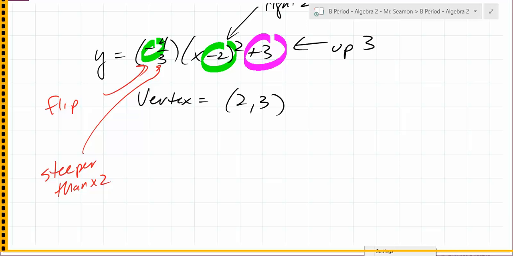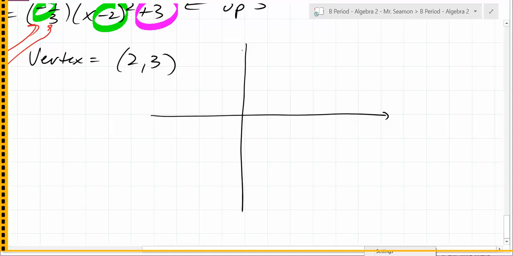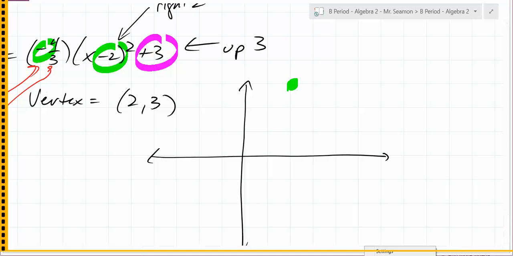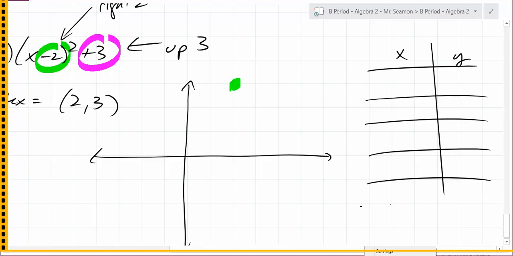So you put this all together, and you know the vertex is at 2, 3, correct? So the vertex is at 2, 3, which is over 2 up 3. There it is, right there. So I asked you, you know it's going to face down, so you have to make a table, correct? So the vertex is in the middle, correct? So the middle value is going to be 2.